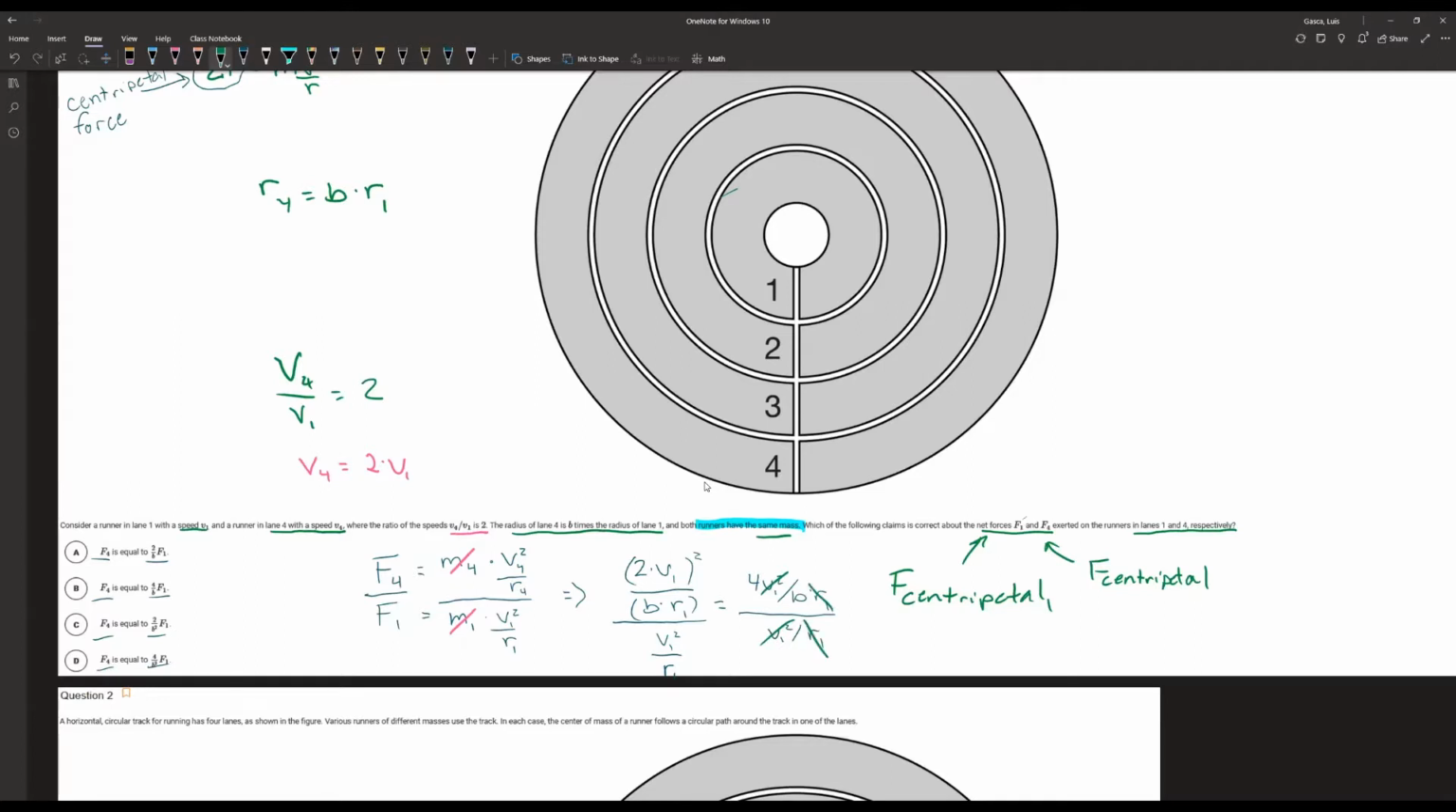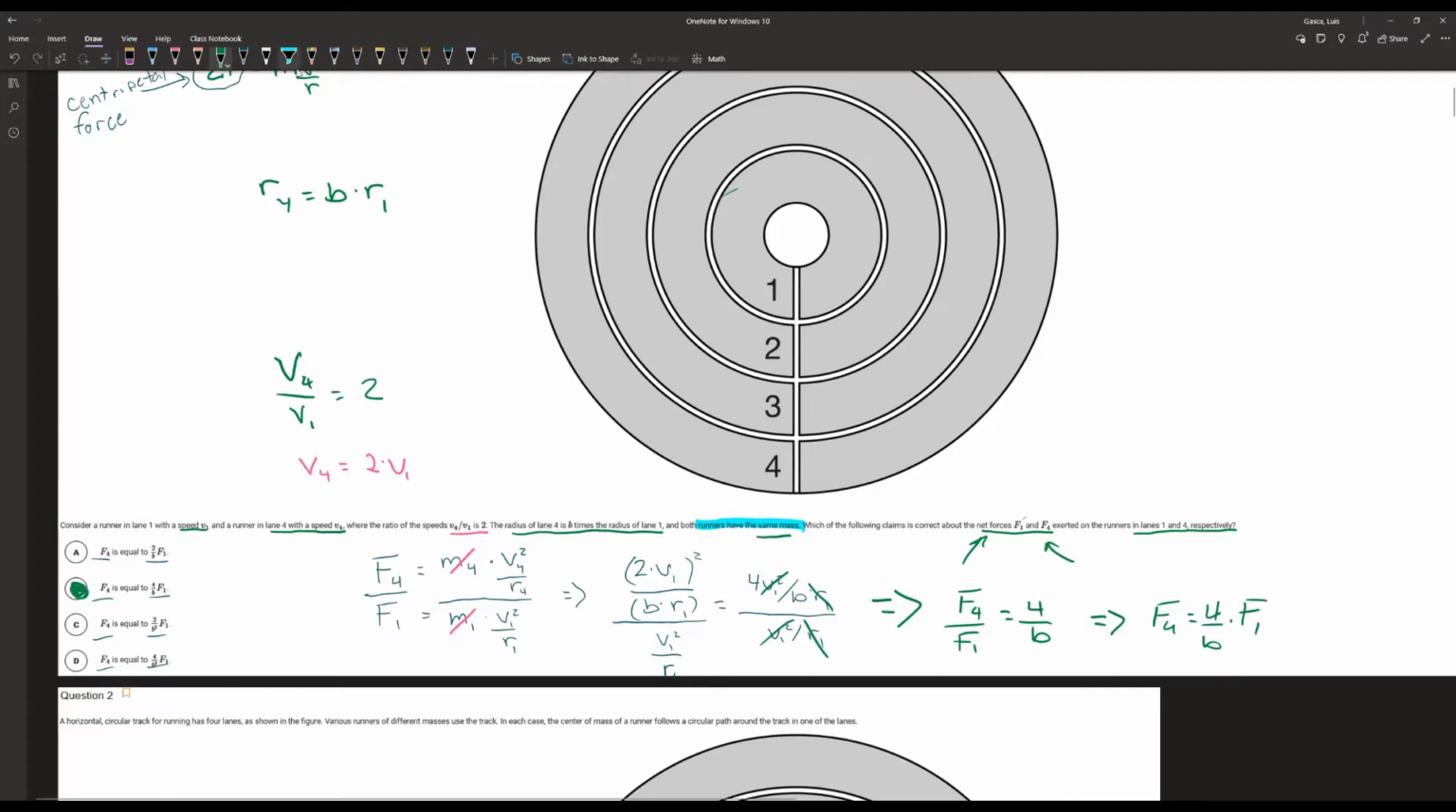And so what we get out of all this, and I'm going to go ahead and also erase this to make some room, is that the ratio of F4 to F1 is 4 over B. Everything else canceled out. And so this tells us that force 4 is equivalent to 4 over B times F1. And so B is our answer here. And this is the mathematical proof.